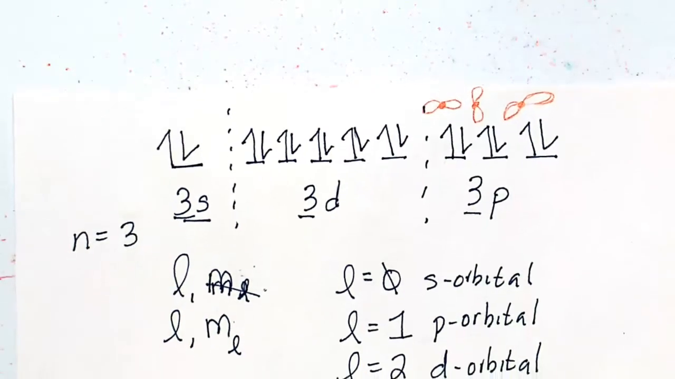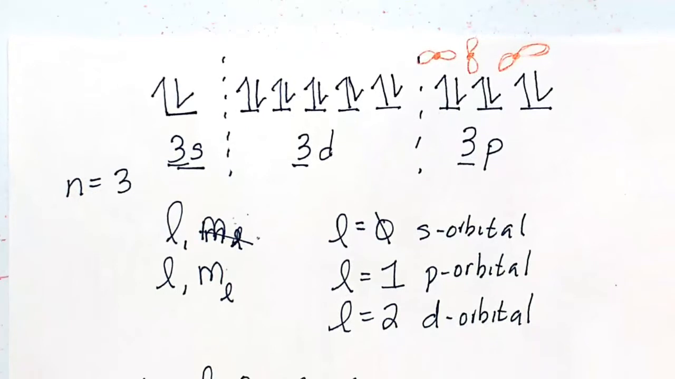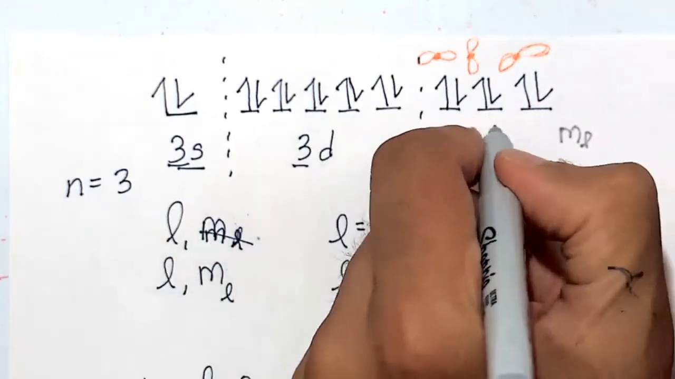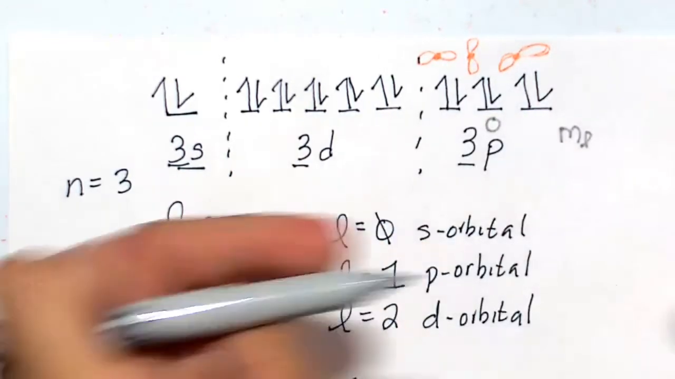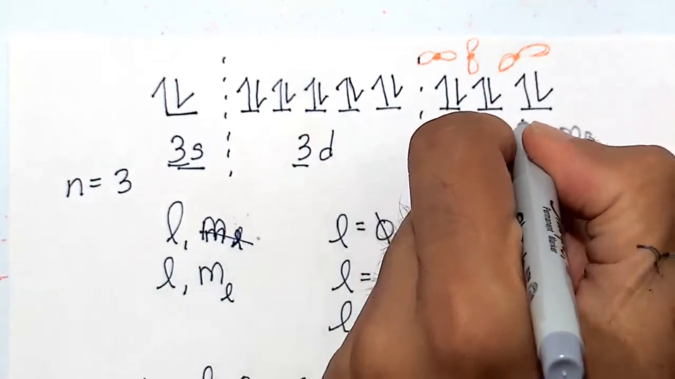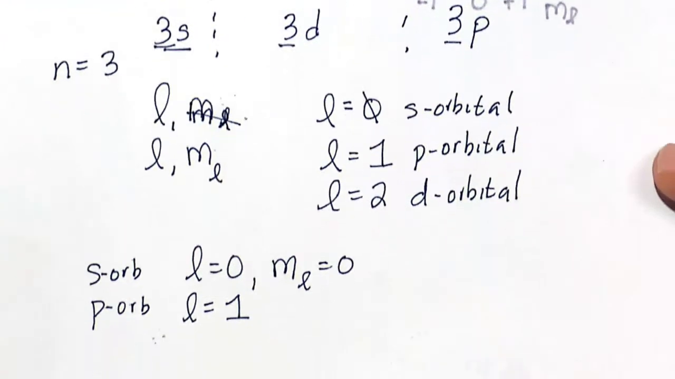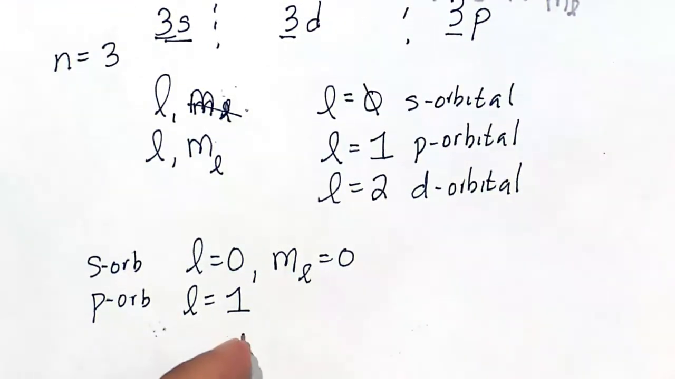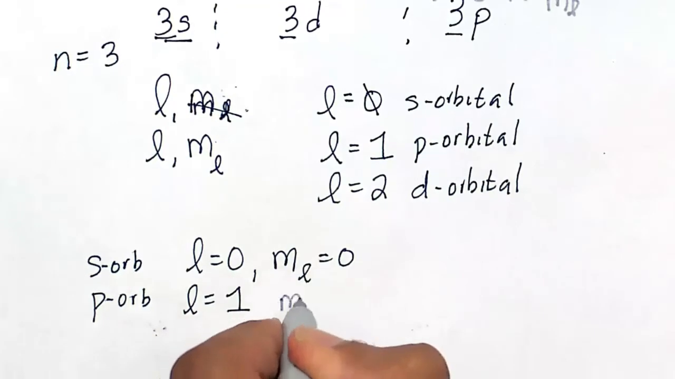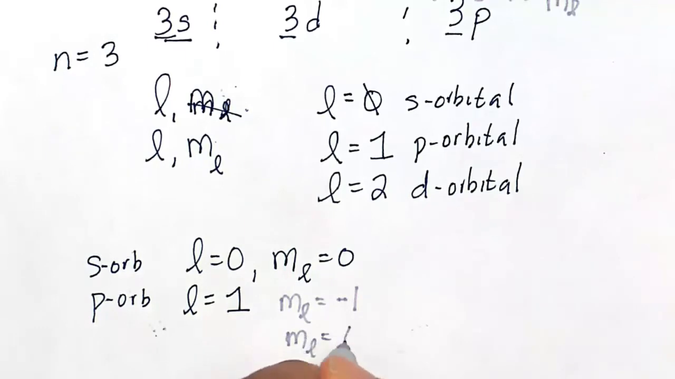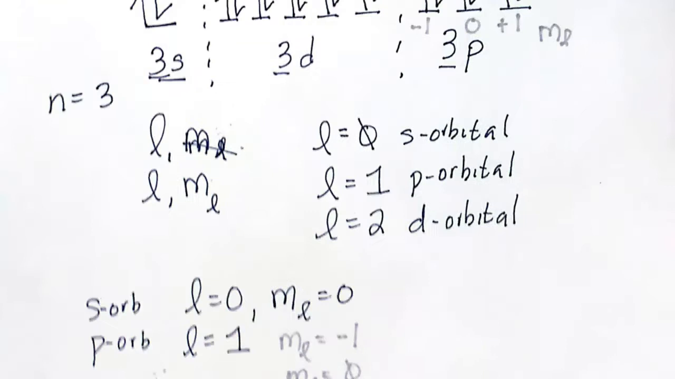So the m sub L, that third quantum number here, can take on 3 values. We always put the middle one at 0, and then we go sequentially. So to the right would be +1, and then to the left would be -1. So for a p orbital, L is equal to 1, that's our key. M sub L can either take on -1, 0, or +1, and that's shown here.